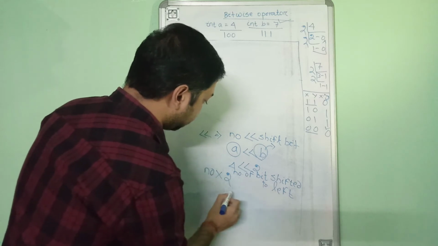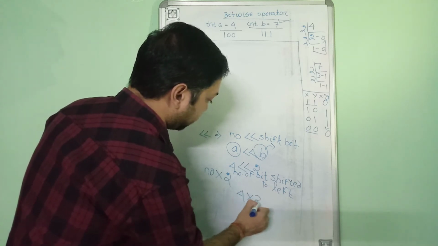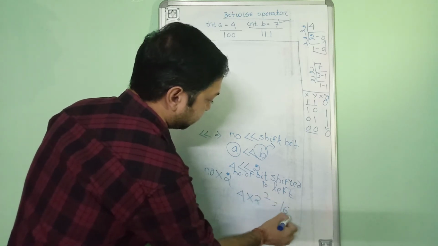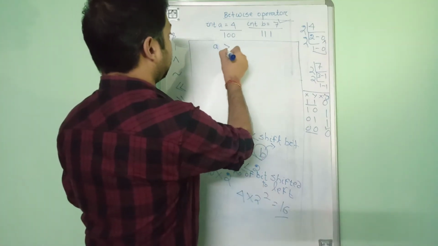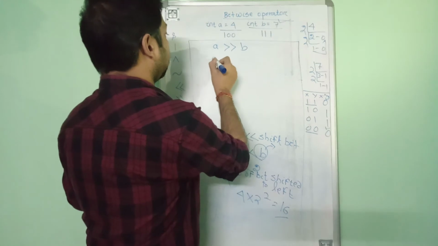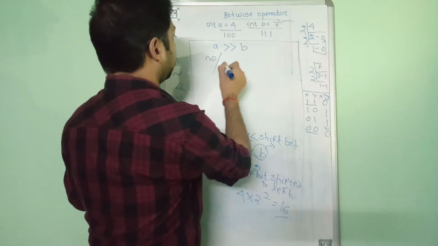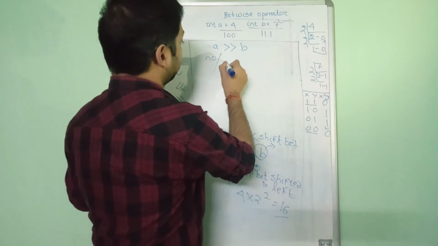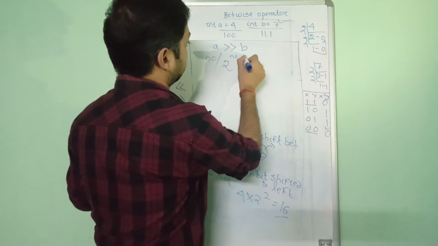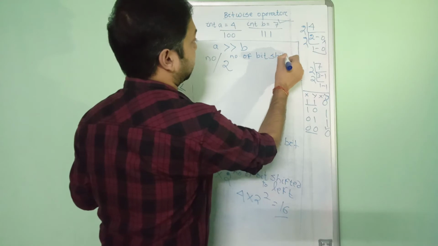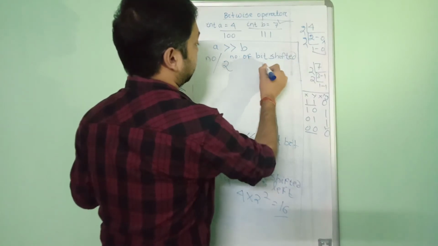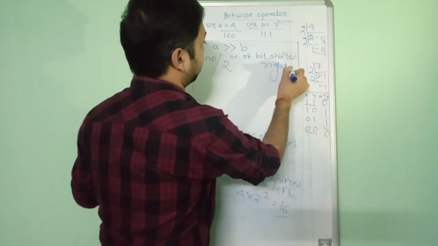So what will be the answer? That is 4 into 2 to the power 2, that is 16. Right? And the same case in the right shift, A right shift B, that is number divided by 2 to the power number of bits shifted to right. So in this case you can find the same for value you can put here.